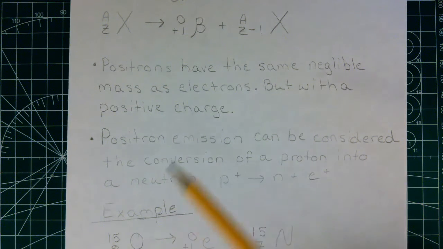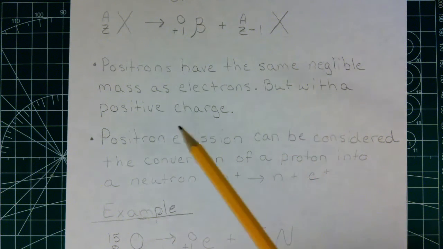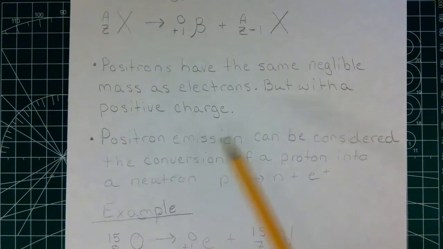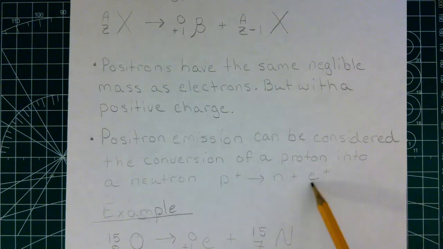So just to review here, positrons have the same negligible mass as electrons, but with a positive charge. Positron emission can be considered the conversion of a proton into a neutron. So you have a proton that turns into a neutron plus a positron particle.